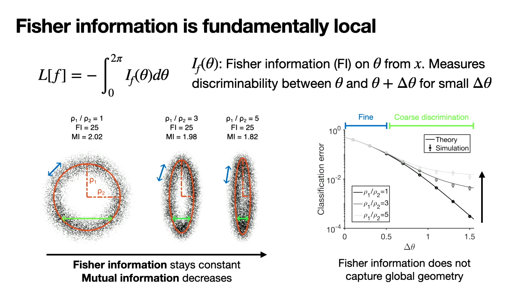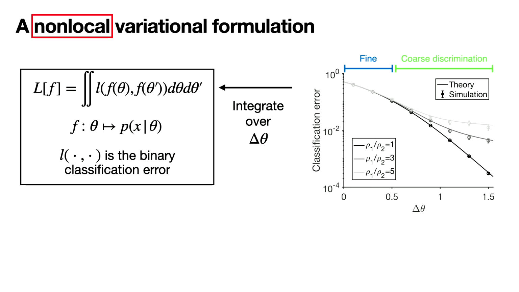We can also see this in the neurometric curve, where here is classification error plotted against the delta theta between the two thetas being distinguished. We see that in the fine discrimination regime with small delta theta, the three codes have virtually the same performance. But in the coarse discrimination regime, they have very different performances. So we want to find a cost function that captures both the fine and coarse discrimination.